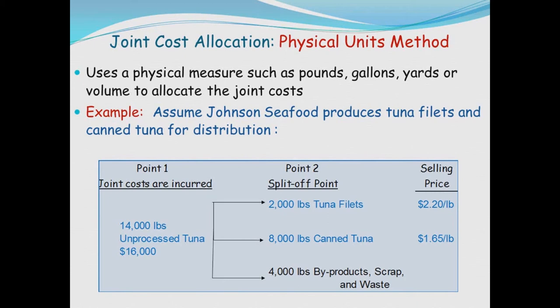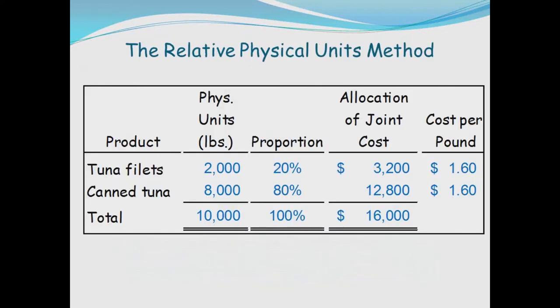First, we'll do the physical units method. Simply, take the cost by the percentage of units. This stuff, you're assuming, is worth nothing. You don't give it a value. So it's 2,000 and 8,000, 20% and 80%, but you ignore the stuff that was worth nothing. So the total cost based upon units is $3,200 and $12,800, or $1.60 a pound. $1.60 a pound in cost between the raw materials and whatever you need to do to get it ready for the split-off. Is this fair?